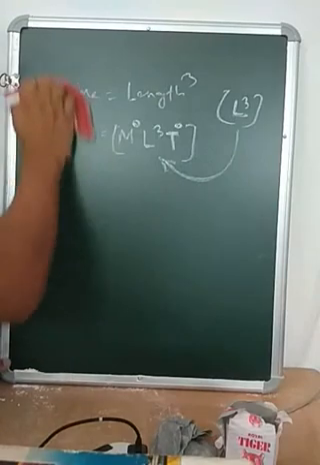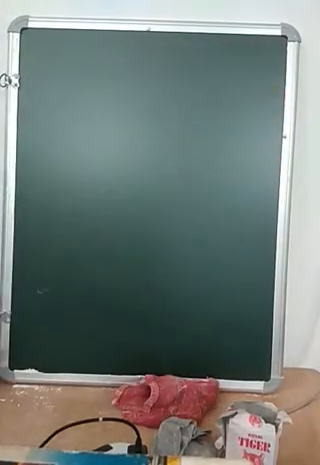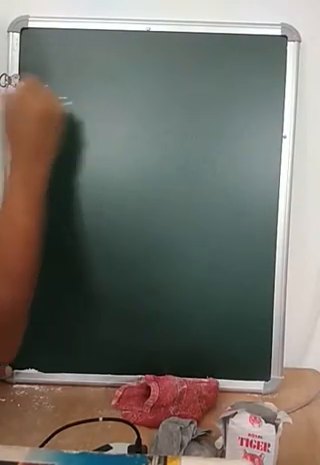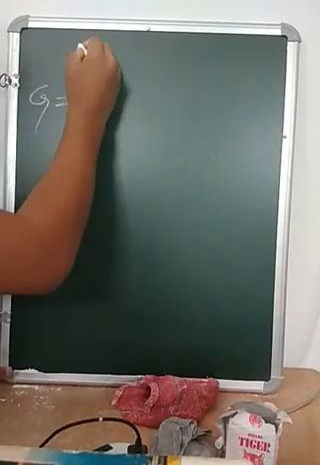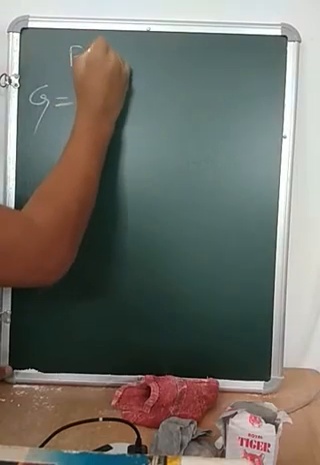Now suppose gravitational constant, G. What is the dimensional formula for G? So we know the gravitational force. What is G?